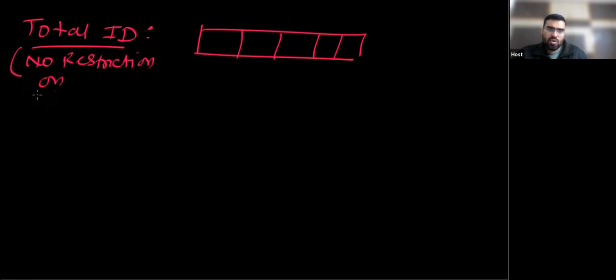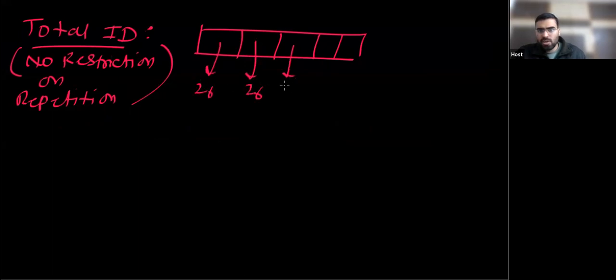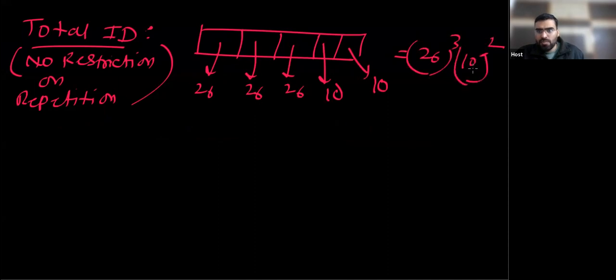So what are the total number of cases? First of all, what are the total IDs without restrictions? There is no restriction on repetition. So in that case, total will be 26, 26, 26, and then 10, and then 10. So total will be 26^3 multiplied by 10^2. This is the total number of IDs without this condition.